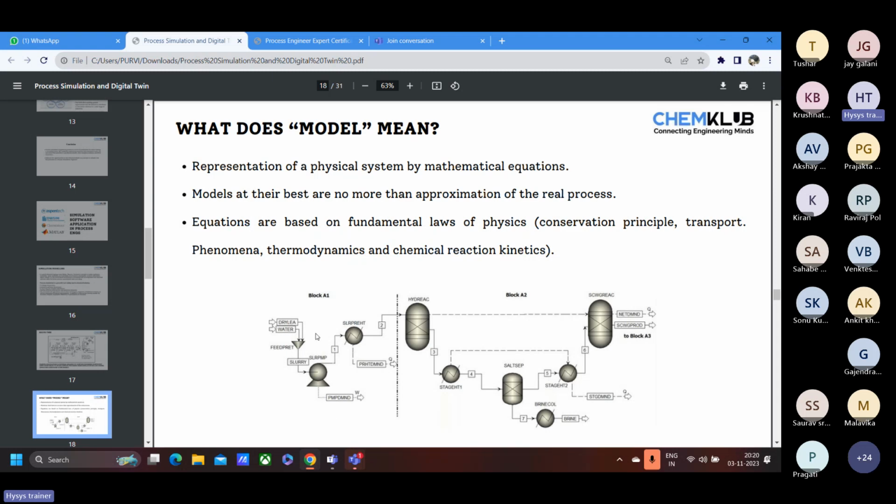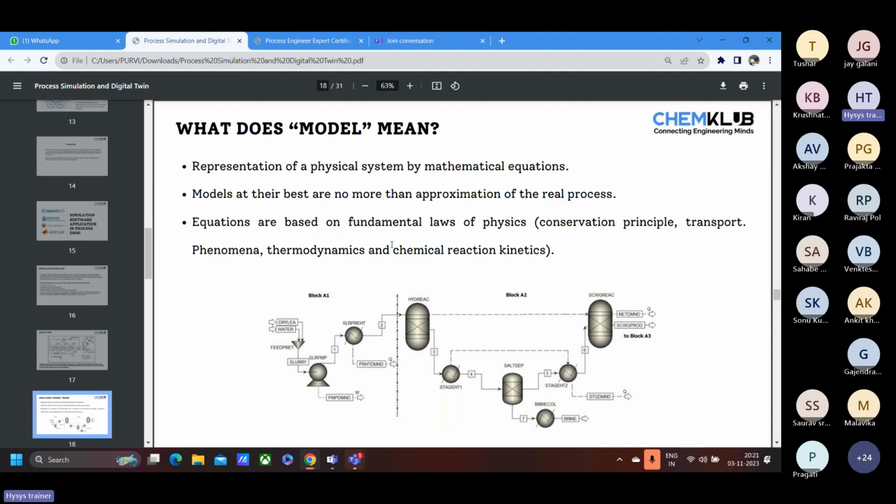See, a model can be anything. What is your objective? If you want to model only a pump, then that is your model. If it is a heat exchanger, then this is also a model, if it is a single heat exchanger. So whatever you develop in the simulation in order to optimize its performance is known as a model.